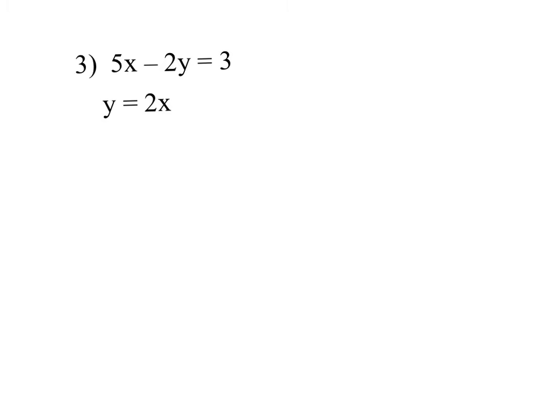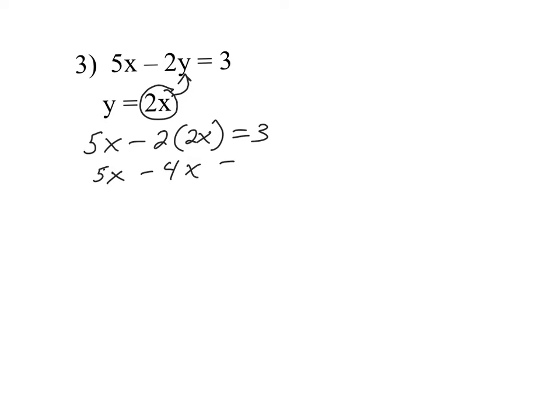Problem number 3. Very similar, except instead of an exact value for y, it tells us that y is equal to whatever x is times 2. So I'm going to take that and plug it into this equation. So I end up with 5x minus 2 times 2x equals 3. All right, multiply negative 2 times positive 2, I get negative 4x. That's equal to 3, and combining like terms, 5x take away 4 of those x's leaves me with 1x, or just x. And so x is equal to 3.